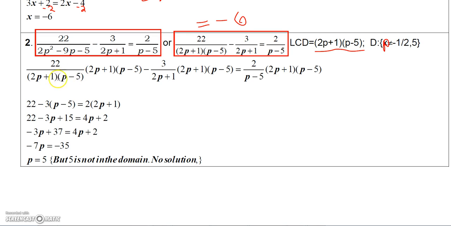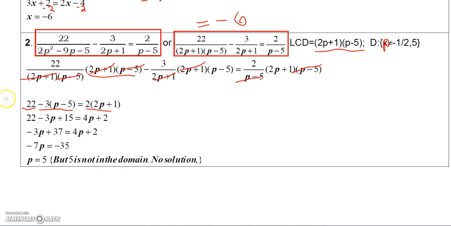Okay, now I'm going to multiply this term here by the LCD, and then both the 2p plus 1 and the p minus 5 will cancel, so I'll just get 22 here. And then here, if I multiply minus 3 over 2p plus 1 by that, the 2p plus 1's cancel, and I just get the minus 3 times p minus 5. And then if I multiply 2 over p minus 5 times the lowest common denominator, the p minus 5's cancel, and I get the 2 times 2p plus 1.